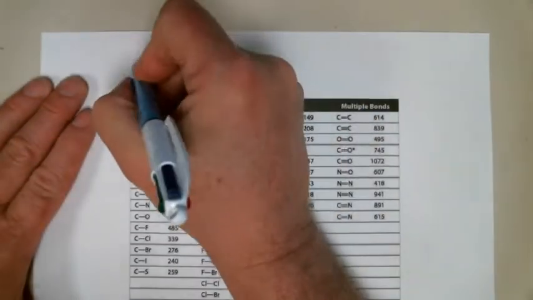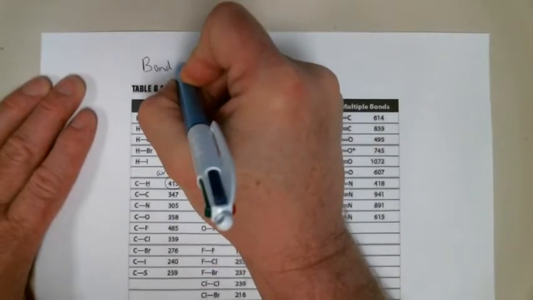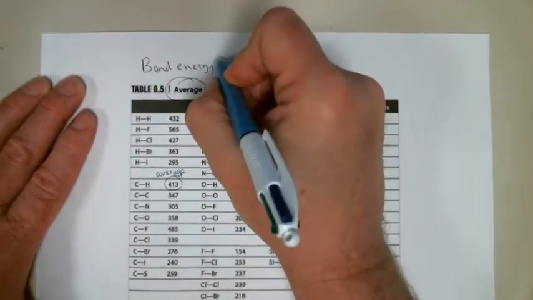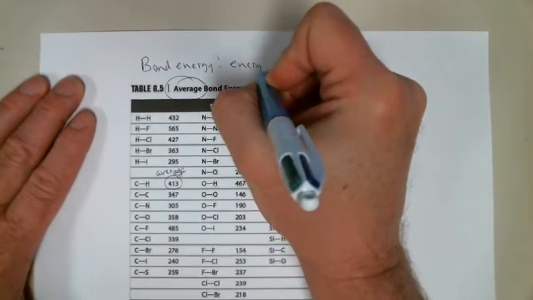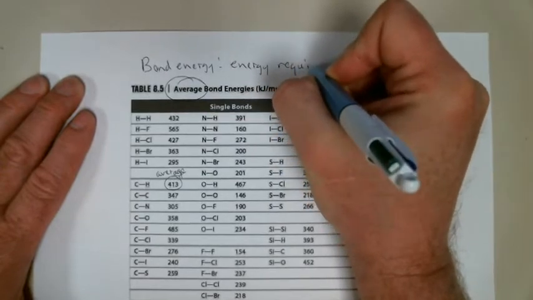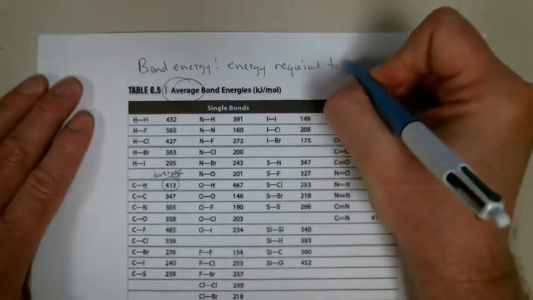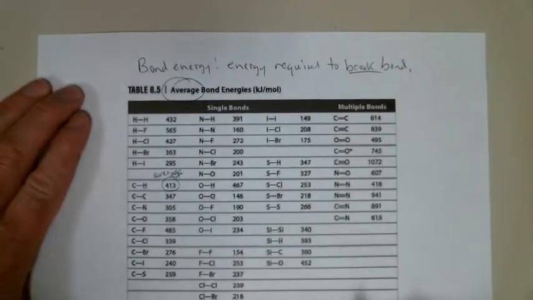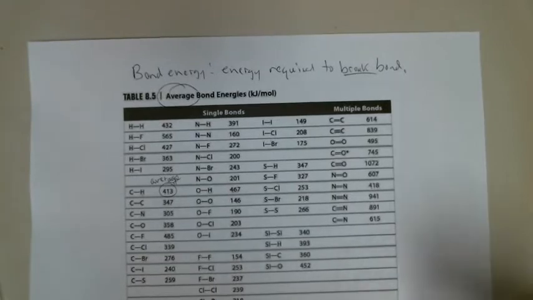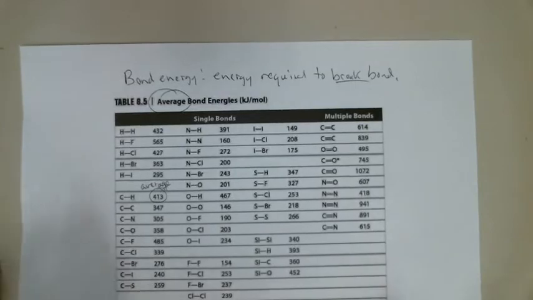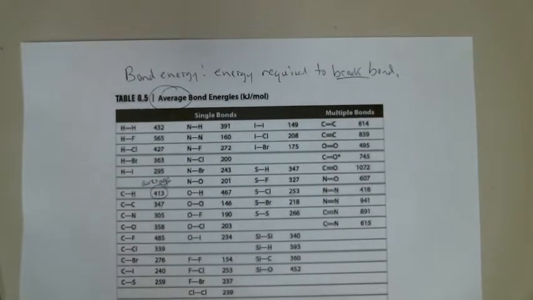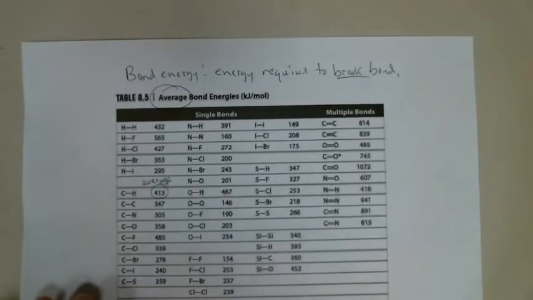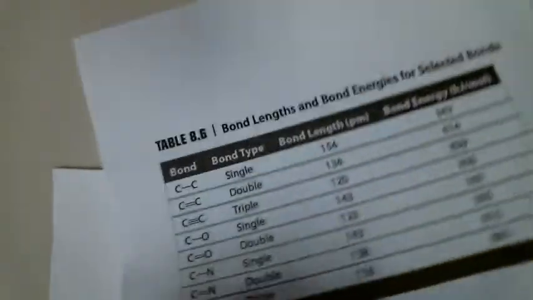All right, so again, let's just rewrite the definition of bond energy. Energy required to break the bond. And it always takes energy to break a chemical bond, and you always get energy when you form the bond. All right, so that's just the definition, a few things there. It's always exothermic when you form the bond. And let's look at the next slide.